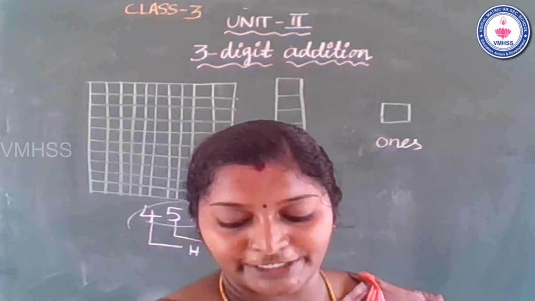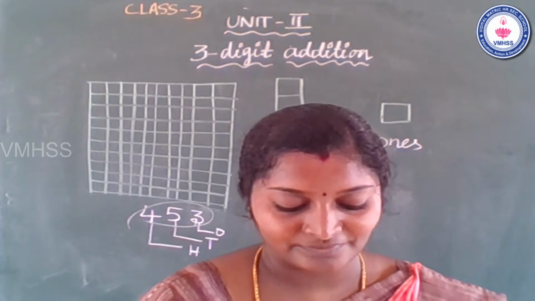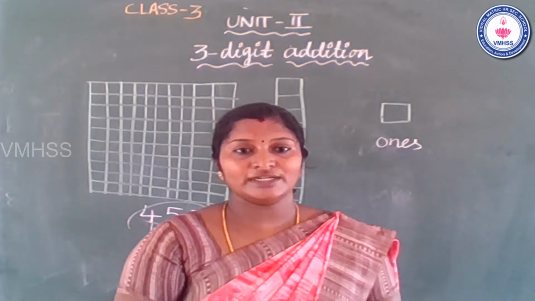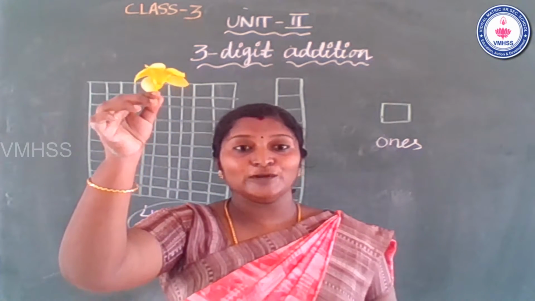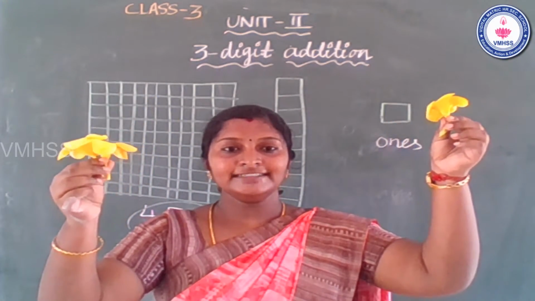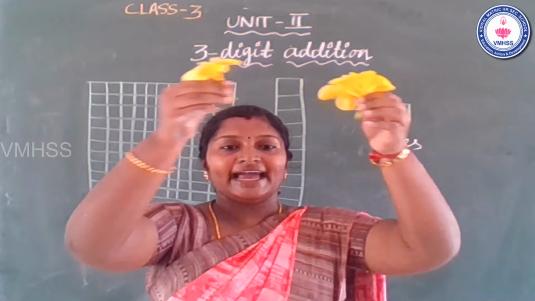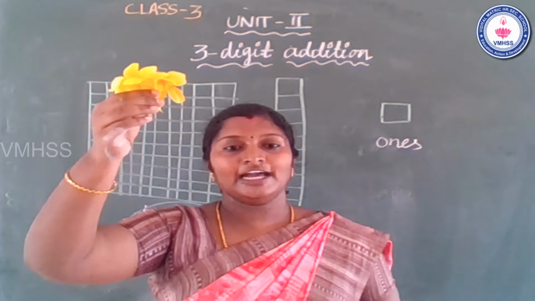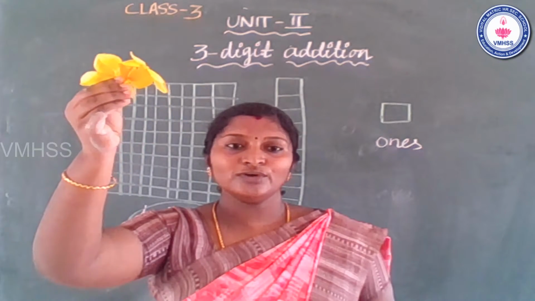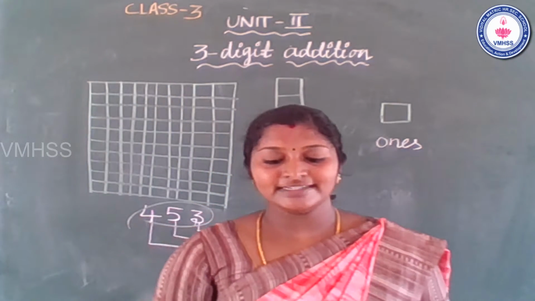Okay. Now going to the next flower. Next counting. What is this color? Yellow color. Okay. How many flowers? 1, 2 and 3. Okay. Now using the addition property. Okay, students. This also has 3 flowers.